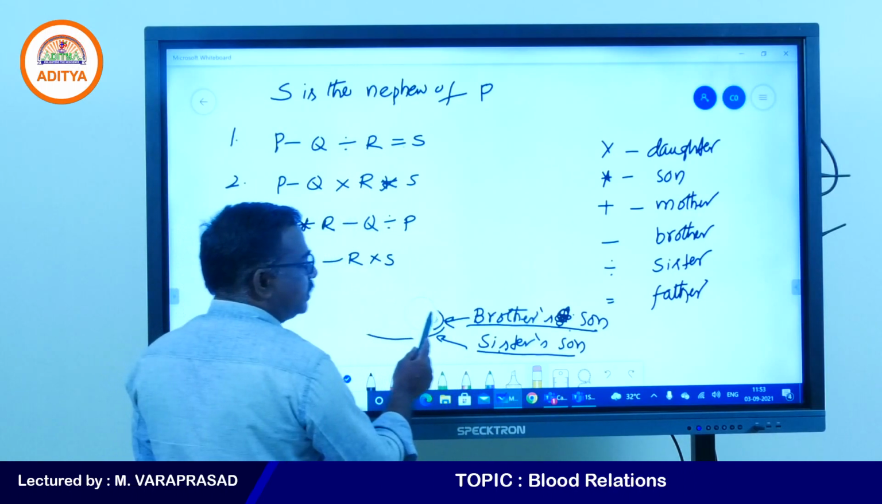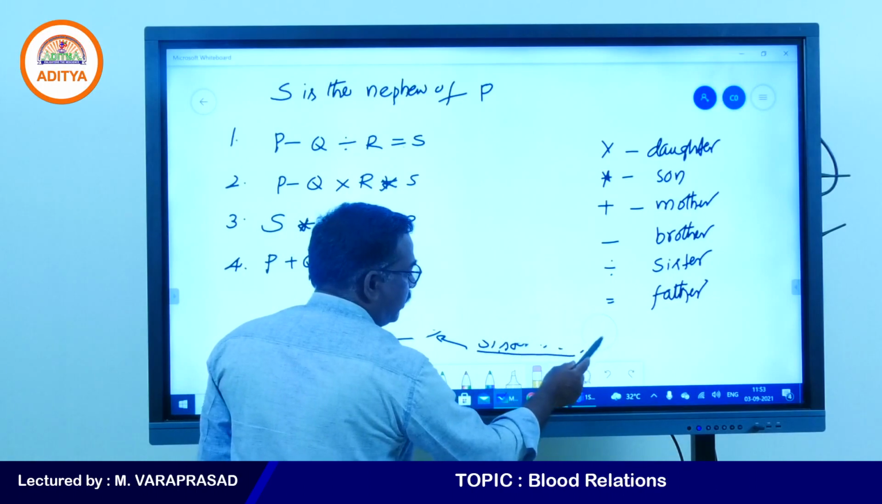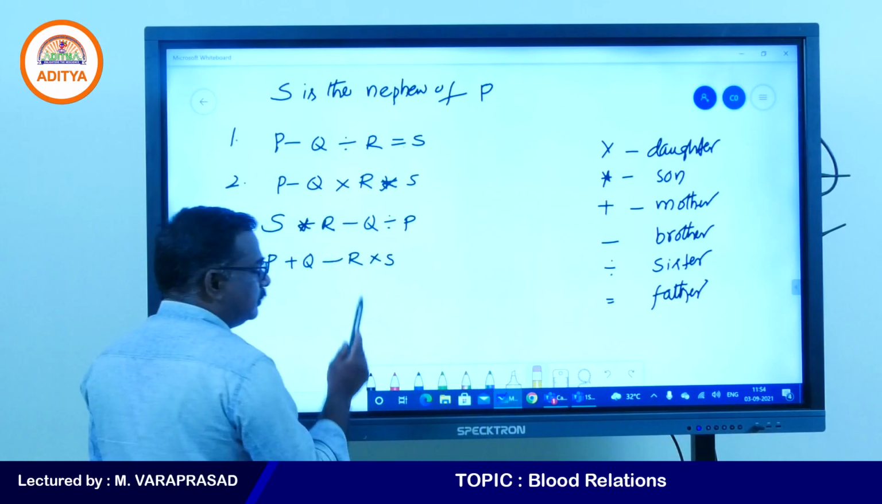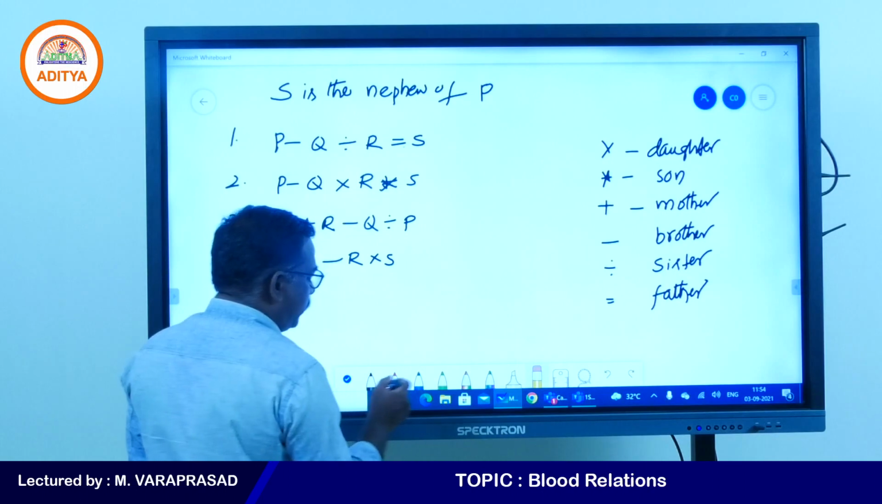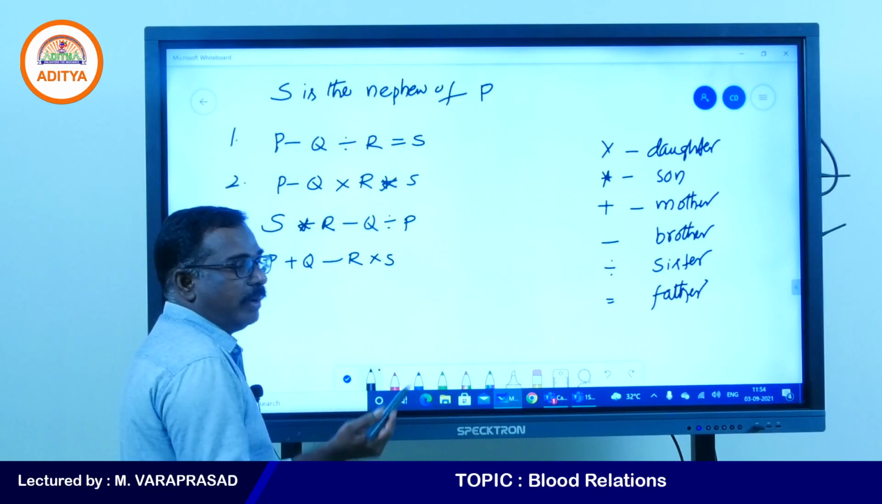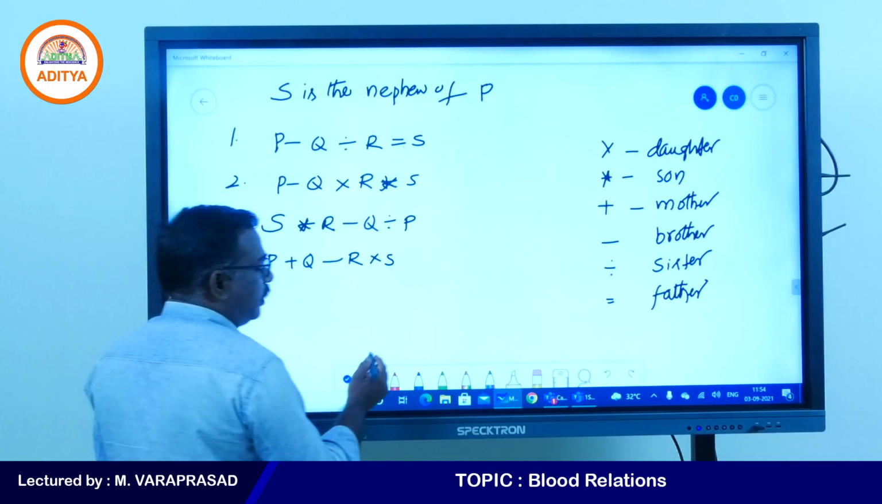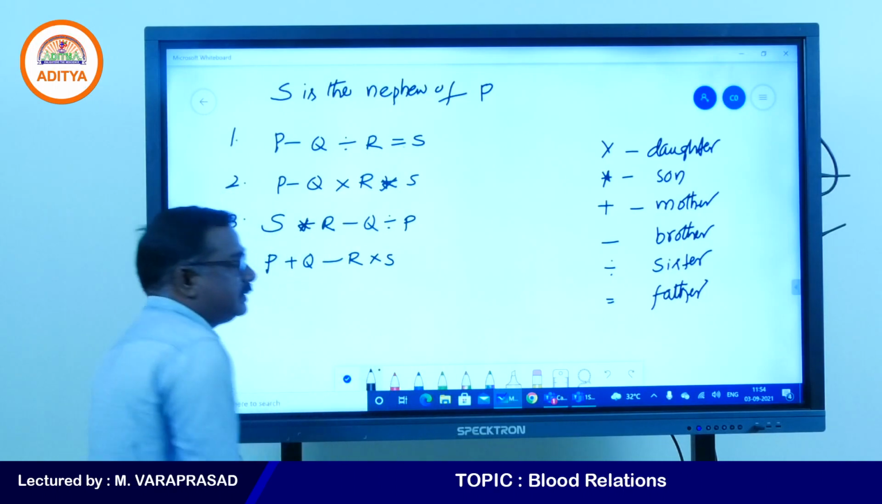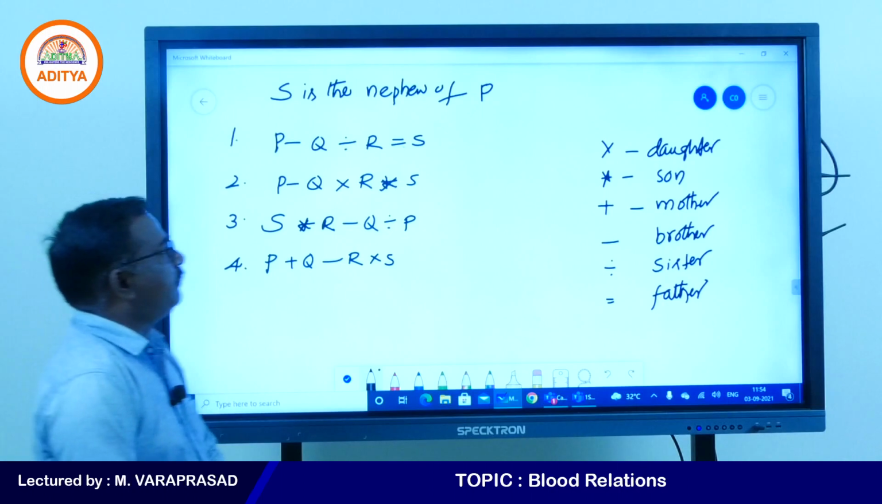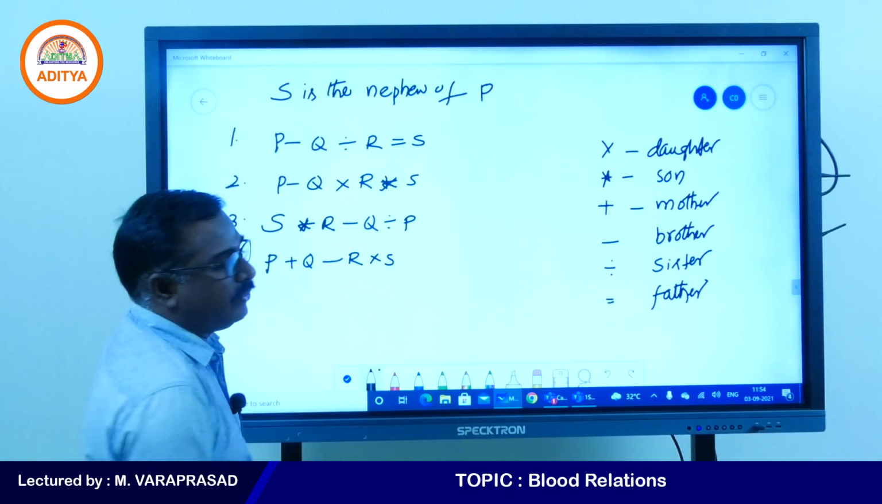If you take Telugu relation, that will be different. Your brother's son means, if you are male, you will call as son. The paper will be for both male and female, same paper. If you take female, brother's son means nephew. Two answers will not be there. So you need to follow the dictionary relation. Brother's or sister's son will be called nephew, right? S is the nephew of P.